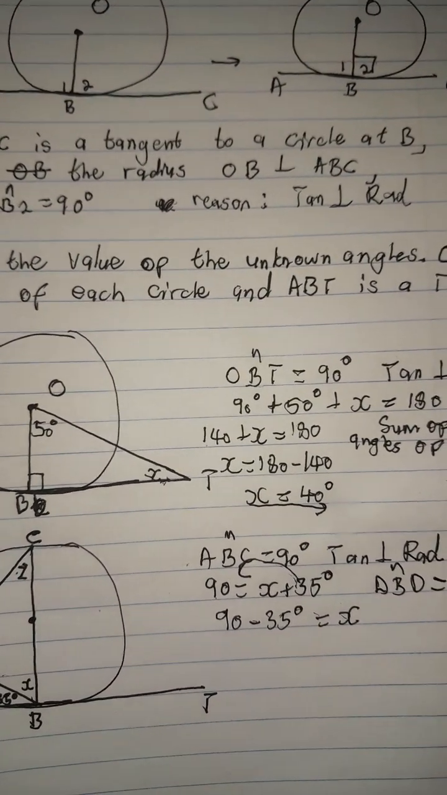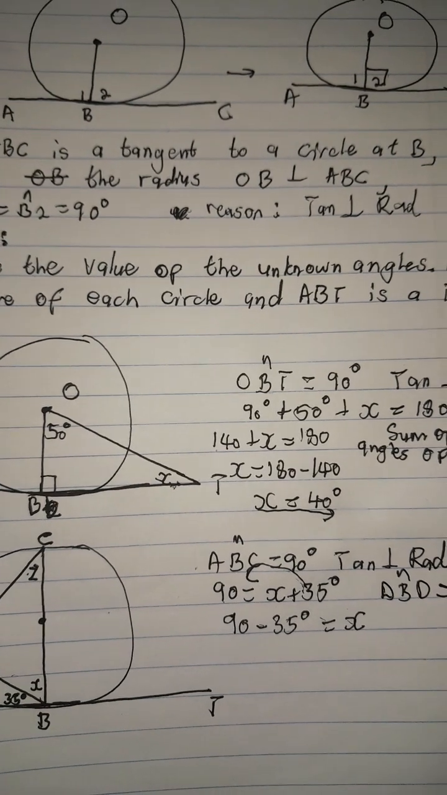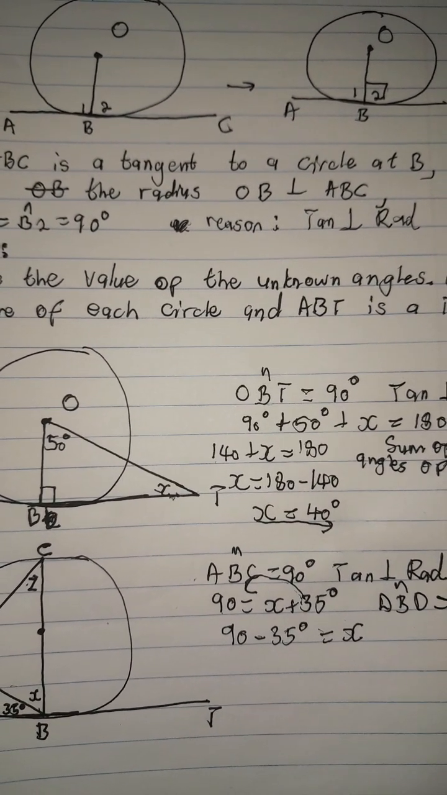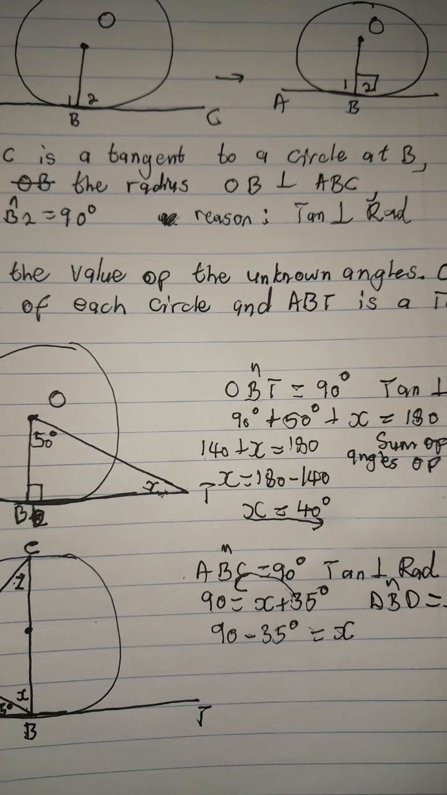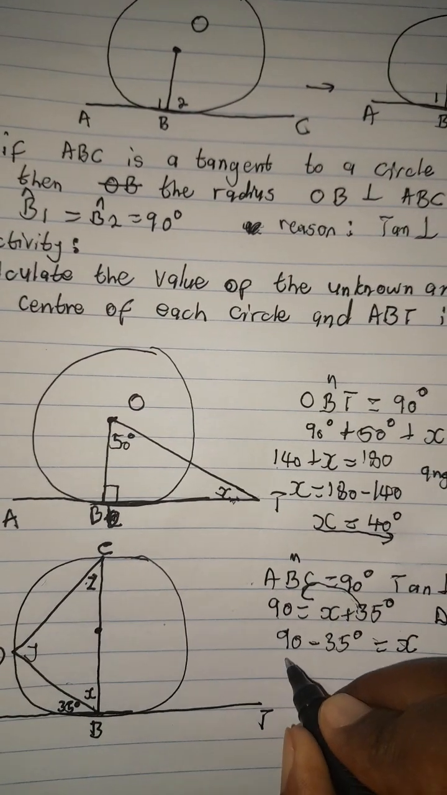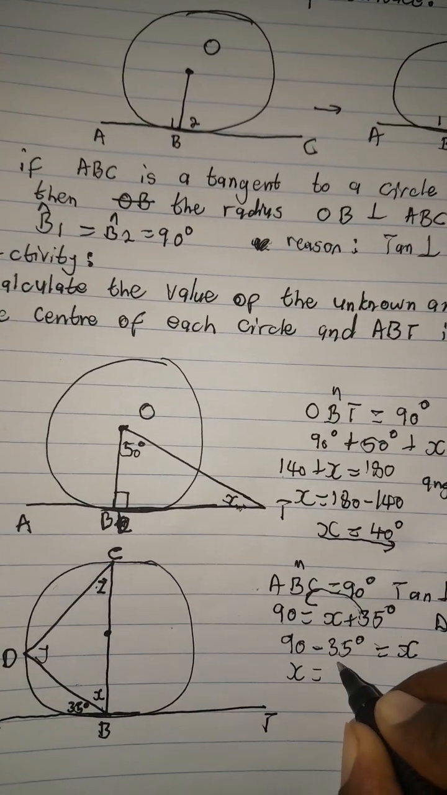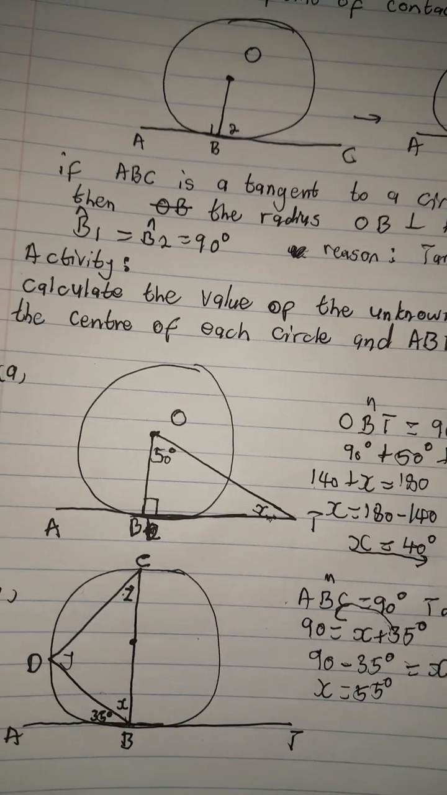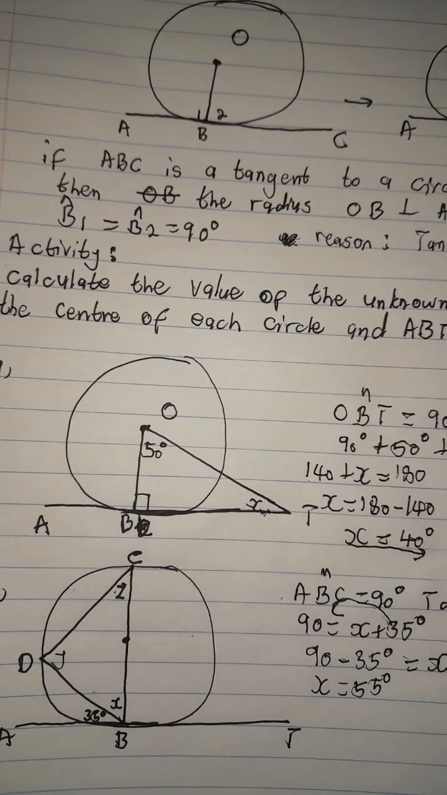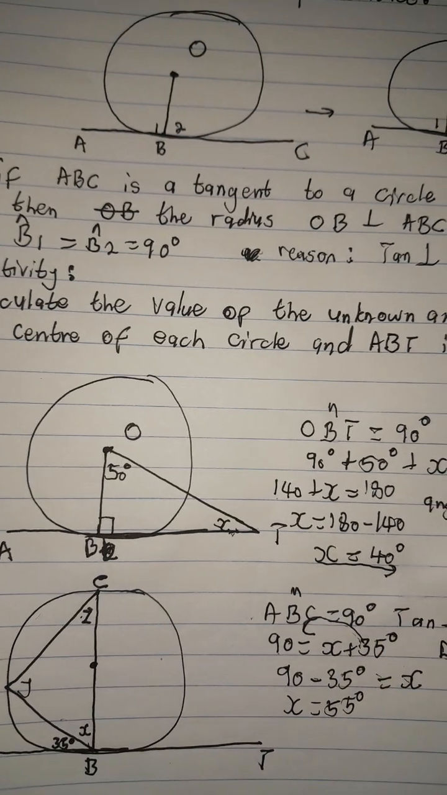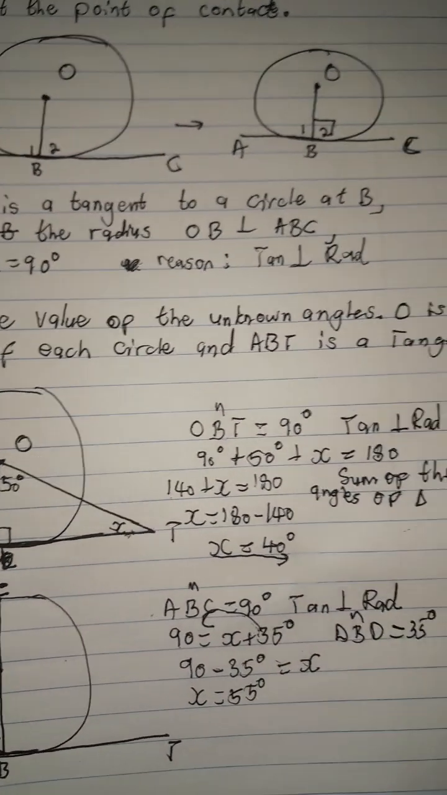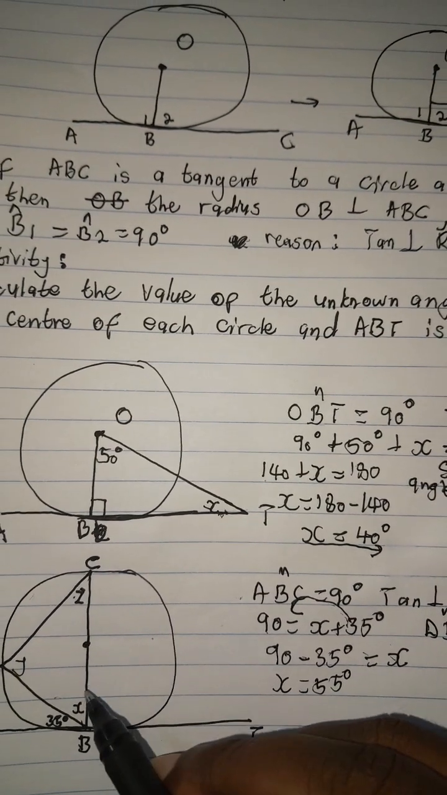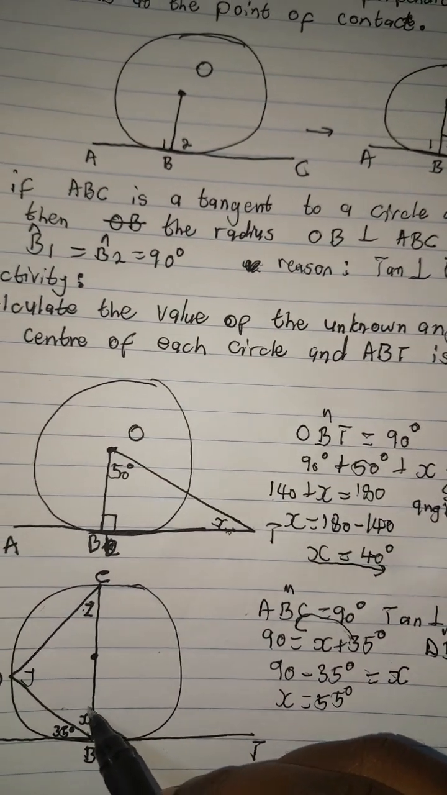So from there, we will just say 90 minus 35, yes, 55. So making x to be 55 degrees, right, guys? So we have x as 55 degrees. I've stated the reason is because of ABD equals to 35 degrees. So we have x as 55.